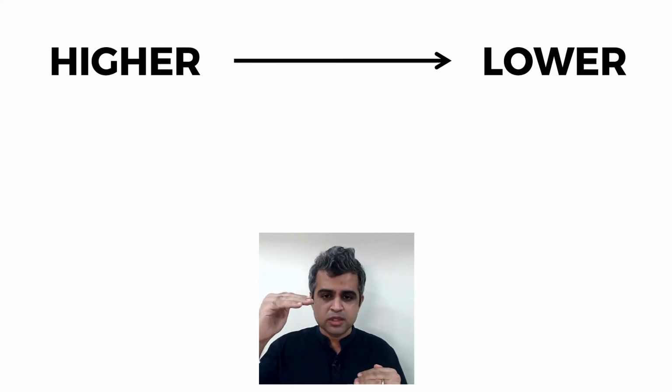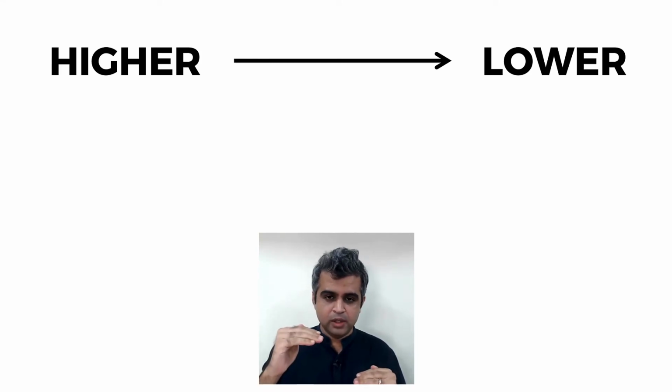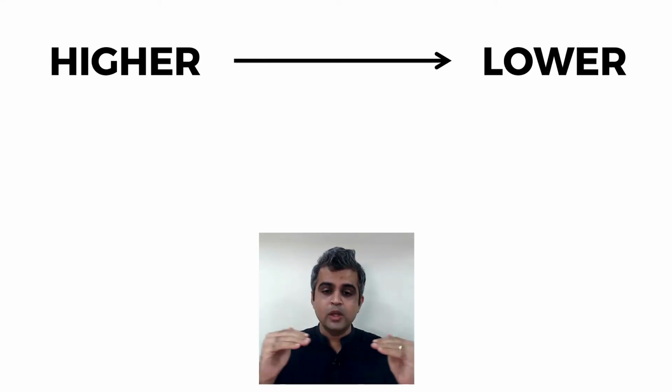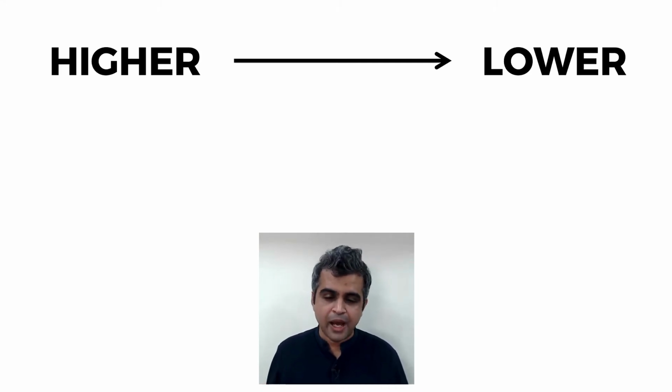The universe wants some flow from this side to that side, so that the higher point comes down and the lower point goes up, and both reach equilibrium. So what the universe basically wants is that things should go from higher to lower.